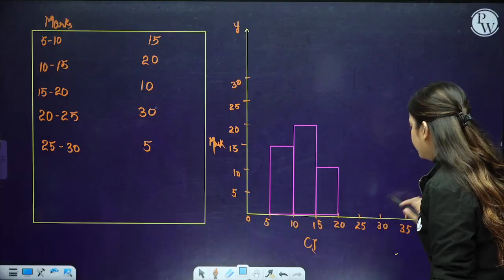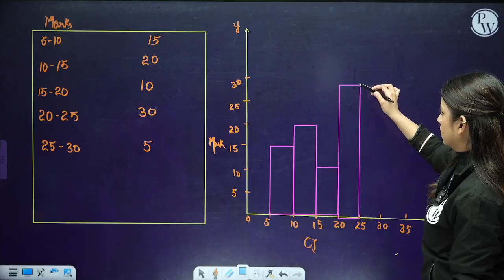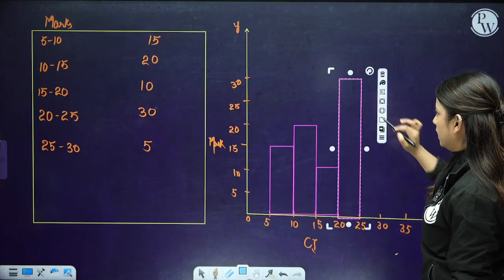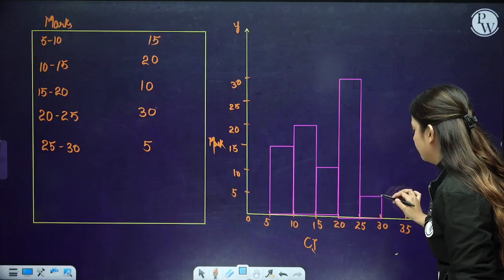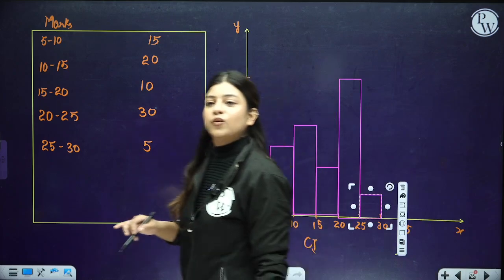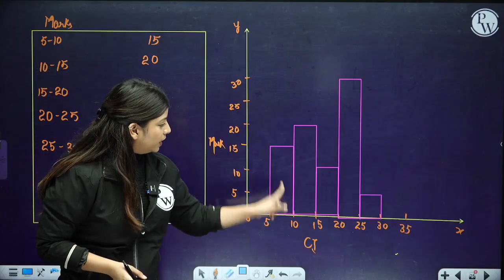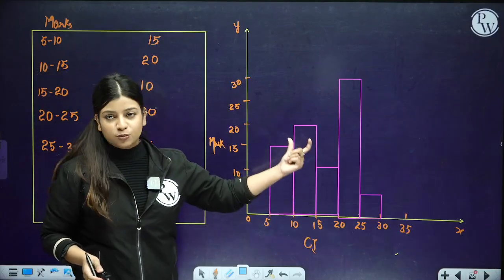Then we have 30 and 5. So then we have a 30 scale. Okay, and after 30 we have 5. So as you can see, the difference between bar graph and histogram is just the gap. Everything else remains the same. See, 5 to 10 this much, then 10 to 15 this much.